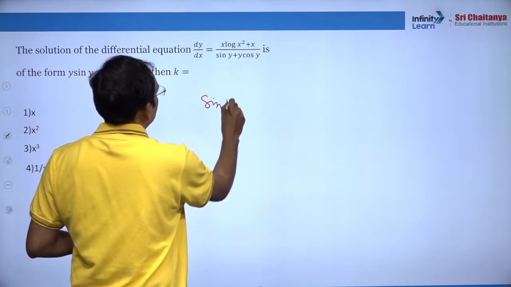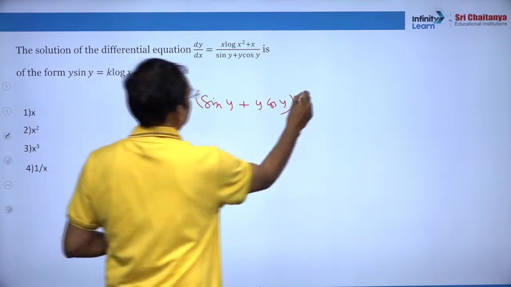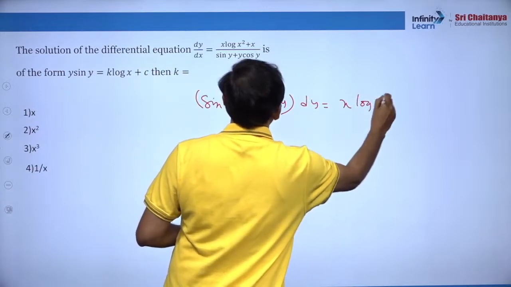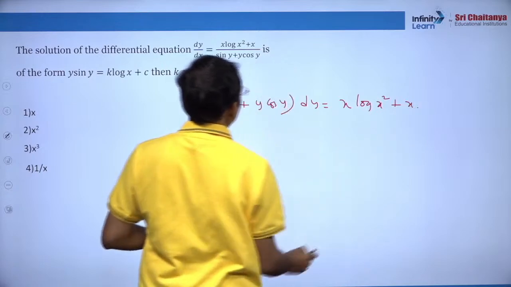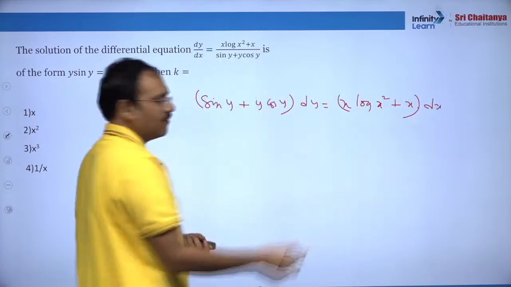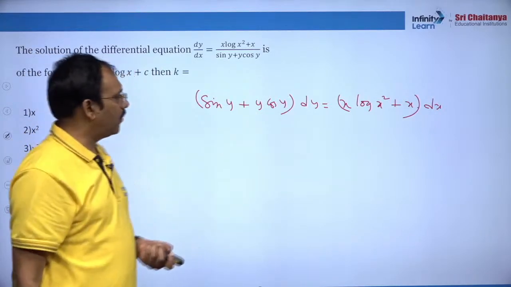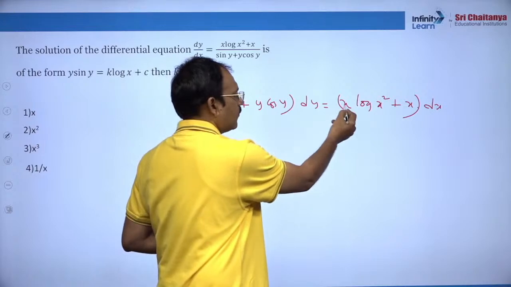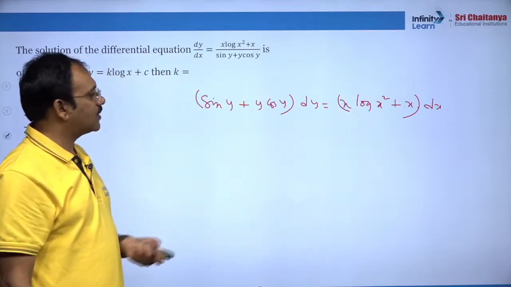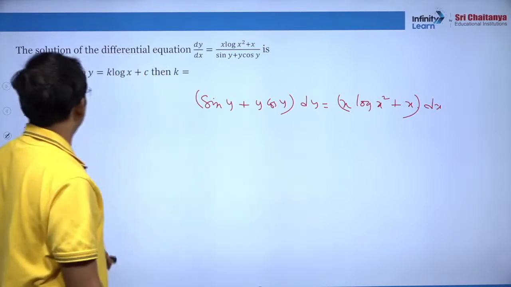sin y plus y cos y dy is equal to x log x square plus x dx. You can just integrate by variable separable. Integral of sin y you know, y cos y you can do by parts. Here also, half you write, 2x you can write. So by parts you can do, or x square you can take as t and integrate; x dx you can do. That is it.